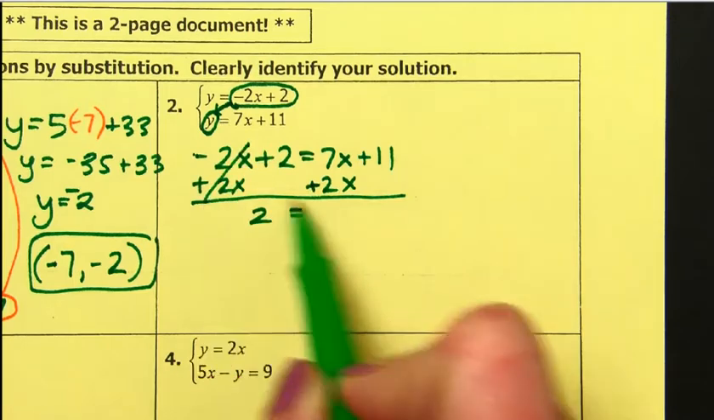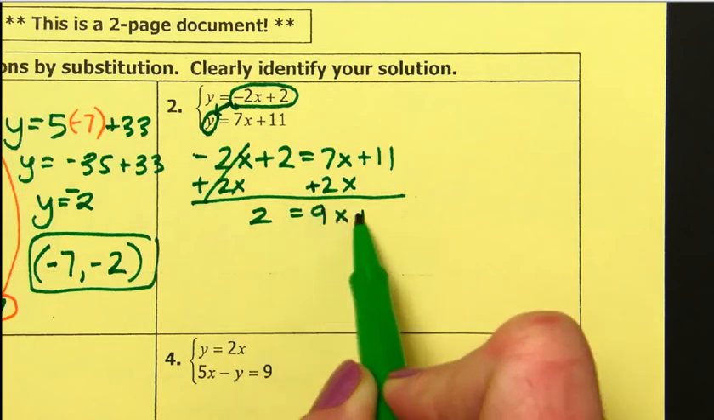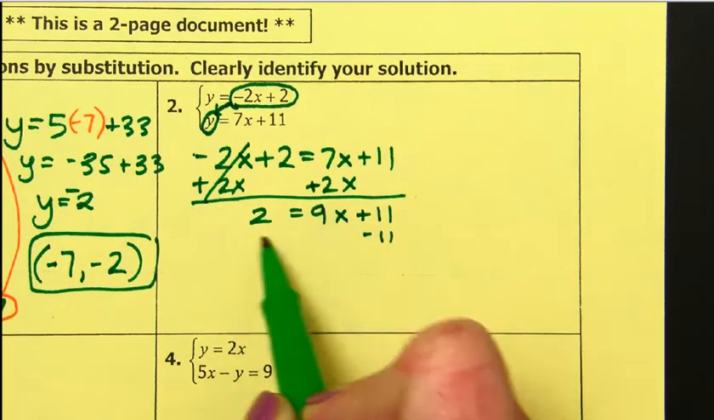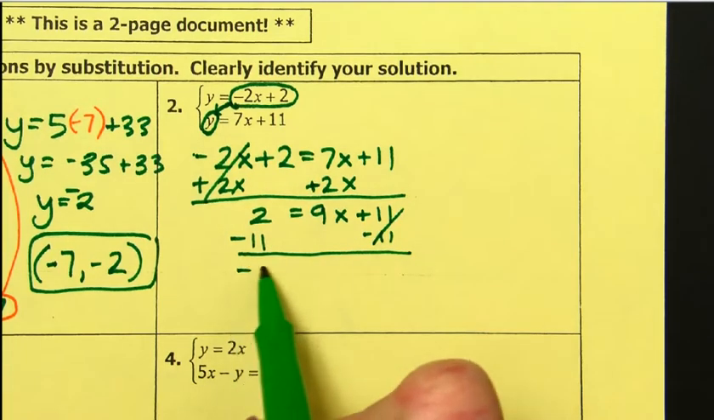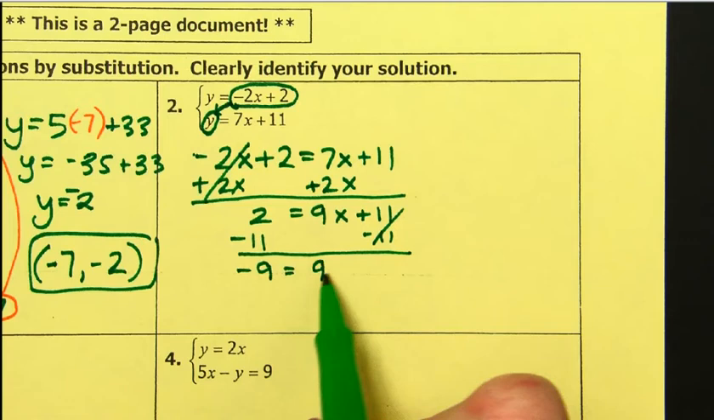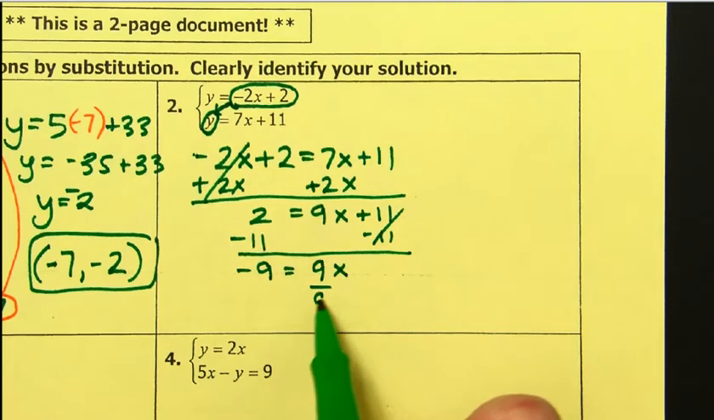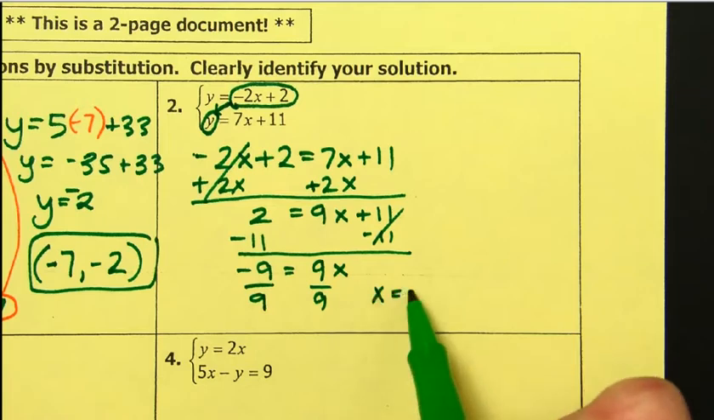And again, you might solve in a different order than I did, but no matter what, you should end up with negative 9 equals 9x, and x equals negative 1.